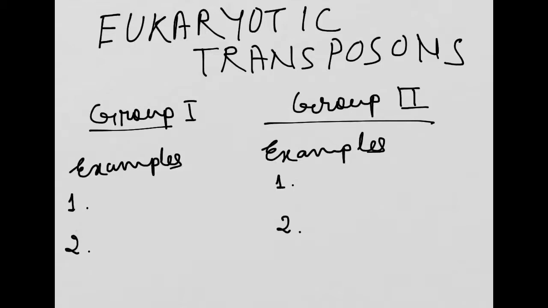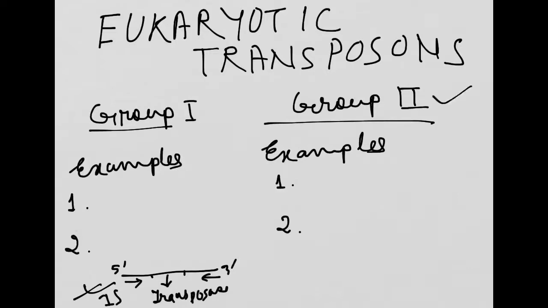Okay. We can categorize eukaryotic transposons into 2 groups. Group 1 are the transposons which are similar to bacterial IS elements. That means they will have inverted repeats at both the terminal ends, like 5' and 3' end, and there will be a gene coding for transposase enzyme. Okay, so this will be similar to the bacterial IS element. Group 1 and group 2.